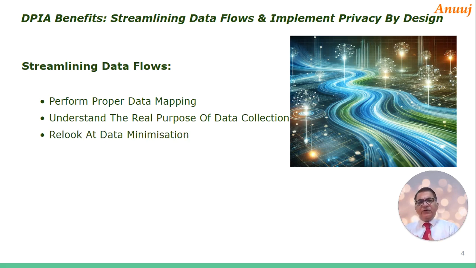So streamline your data flows. Look at data minimization. In this example, all you need is his name, his email ID, and perhaps his preferences, or perhaps what product he bought last time, so that you can decide if your campaign is around selling the same product, or if your campaign is around promoting any other product because he's already buying your product, right?